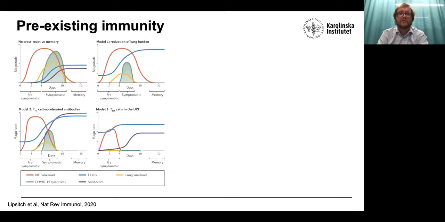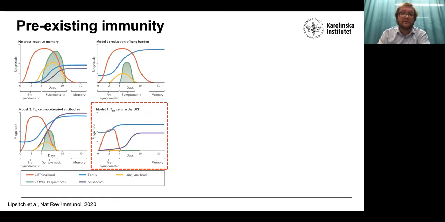Well, of course, for people who are interested in and have been working on TRMs, we know that they are to some degree sentinel defenders. And this was picked up even by a review from about a year ago by Lipsitch and others, which modeled how pre-existing immunity would have some type of impact on the course of SARS-CoV-2.